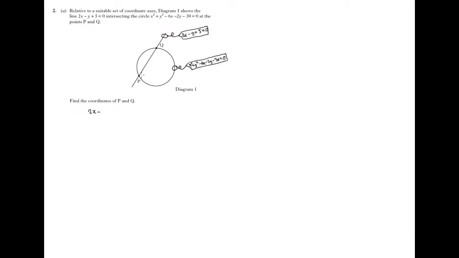Now what's special about the points of intersection is that both of these relationships hold for the x and y values of these 2 points. So not only does 2x minus y plus 5 equal 0 for the x and y coordinates of these 2 points, but also we know that x squared plus y squared minus 6x minus 2y minus 30 is equal to 0. So they hold together simultaneously, and we have to solve these 2 equations simultaneously.